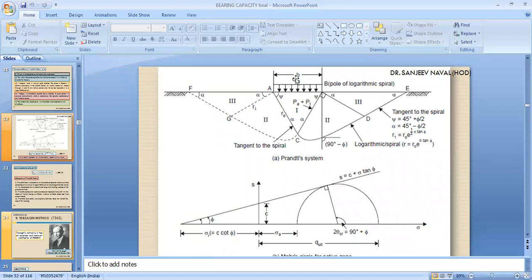This is the diagram, and this is the foundation of width B. This is the triangular portion, zone 1, zone 2, and zone 3. This is the logarithmic or the spiral boundaries. So zone 1, 2, and 3 need to be analyzed.